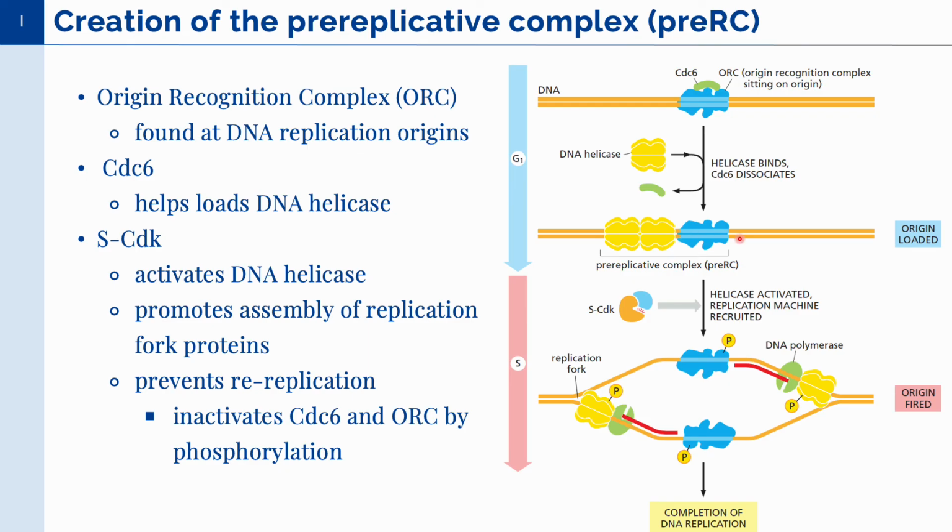Now, the pre-RC has to be activated, and the one that does this is the SCDK complex. When the SCDK complex is active, it then in turn activates the DNA helicase, and the DNA helicase then unzips the DNA and prepares it for replication. At the same time, this complex also promotes the assembly of replication fork proteins like your DNA polymerase. Meanwhile, it also prevents re-replication by inactivating CDC6 and ORC by phosphorylation. And by doing this, it ensures that the DNA is only copied once throughout the whole S phase.